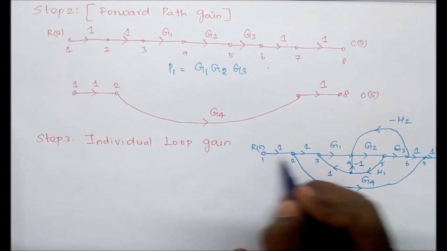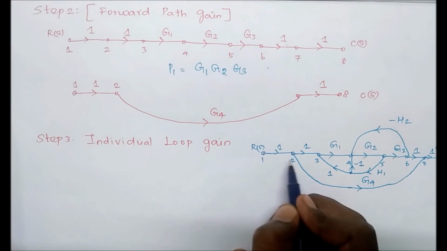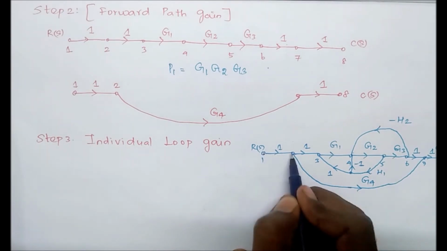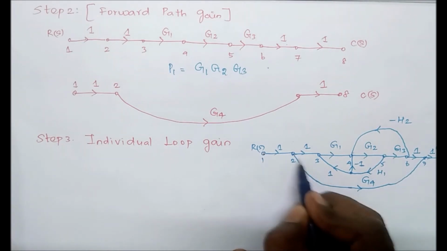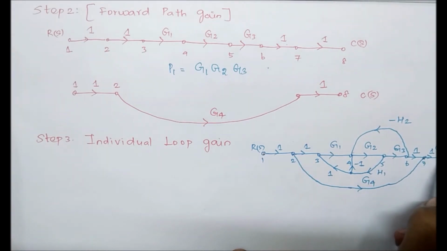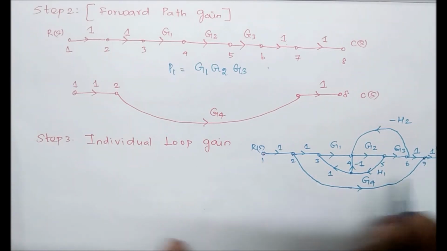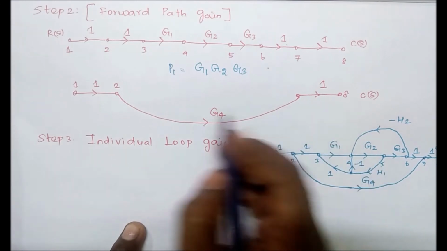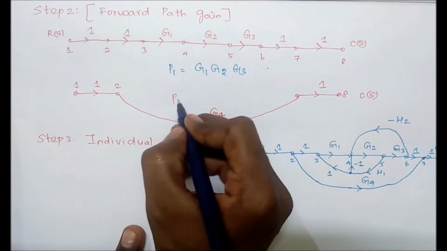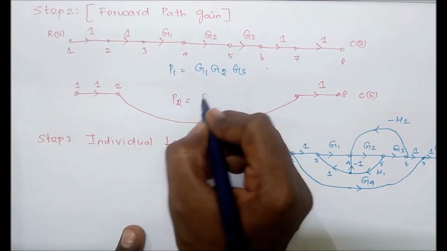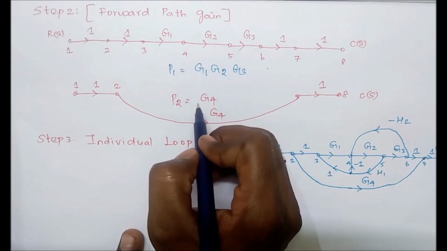Next, this is the given problem. The next forward path starts here, then 1 to 2 from left to right. Again there is a branch here, moving from 2 to 7 from left to right, and finally it reaches 8. Therefore, this is the second forward path. Its gain is 1 into G4 into 1. Therefore, the second forward path P2 equals G4. So this is the first forward path gain, and this is the second forward path gain.